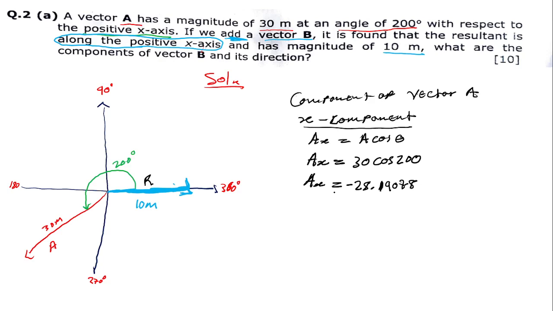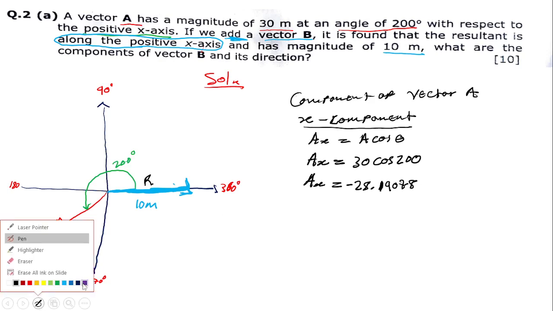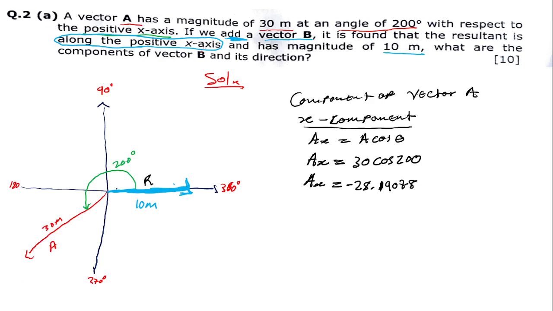Sorry? Yes, it's negative 28. Yes, negative 28.90. All right. Okay, thank you very much for that.